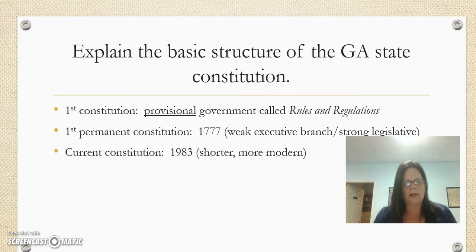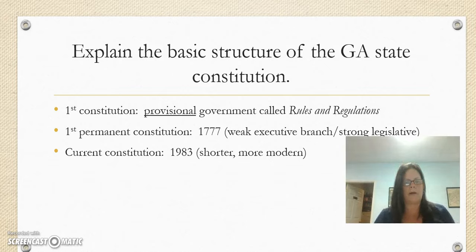So the first element has us looking at explaining the basic structure of the Georgia State Constitution. Georgia has had 10 constitutions since 1777, and each of these constitutions set the guidelines for those who governed the state and outlined the rights and responsibilities of Georgia's citizens. The first constitution was called the Rules and Regulations, and it was just under a provisional government until a permanent constitution could be established.